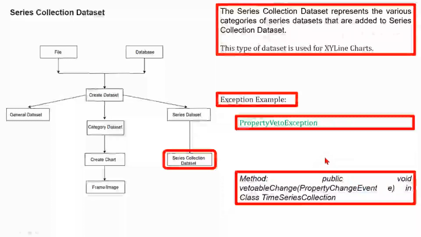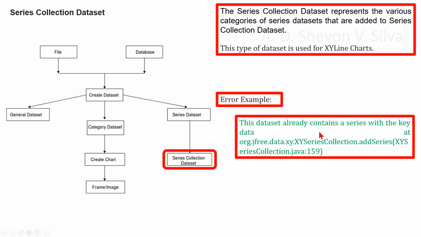As an exception example, we can consider PropertyVetoException in method public void vetoableChange(PropertyChangeEvent e) in class TimeSeriesCollection. As an error example, we can consider this one: This dataset already contains a series with the key data, at org.jfree.data.xy.XYSeriesCollection.addSeries, XYSeriesCollection.java.